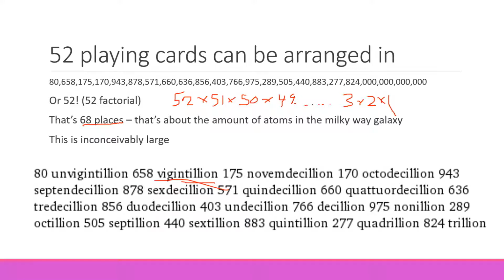Because actually, the thing is, Vigintillion, that's actually Latin. That's what makes it hard. Vigintillion is actually 20 in Latin, and unvigintillion means 1 plus 20. So you can see some Latin here. Sextillion. So sex means 6, dec means 10.